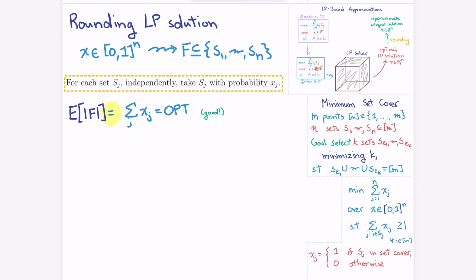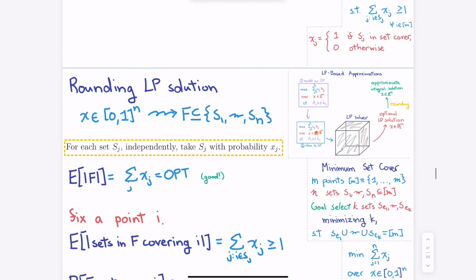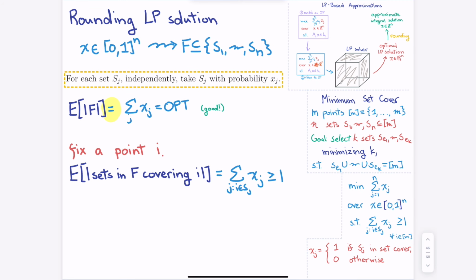Okay. All right. So then the next thing, is it here? Oops. Okay. It's not what I wanted. Oh well, that's okay. Sorry about that. I goofed a little. Let's fix a point i. Here I would have made it more rhetorical, but I blew it. So let's look at the expected number of sets that cover that point i. We would do some linearity of expectation that I didn't write out explicitly, but ultimately I would sum over all the sets that contain that point the probability of taking that set. The probability of taking that set is xj. So it'll be at least 1. Okay? So that's also good. You're at least expecting to cover every point.